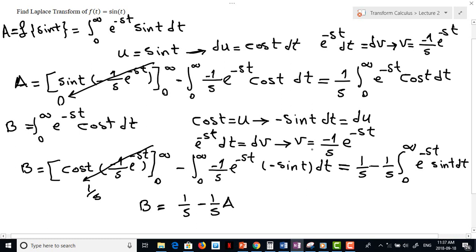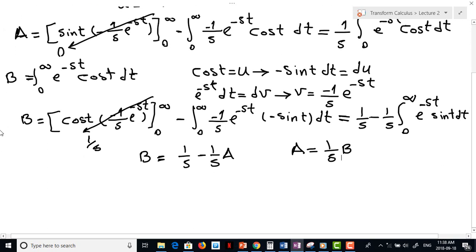Here we have one equation. We had another equation in this part. So here we said a is equal to 1 over s times this integral. We already called this integral b. So as a result, here we have another equation: a is equal to 1 over s times b. So now we have two equations, two unknowns. We can easily solve it.